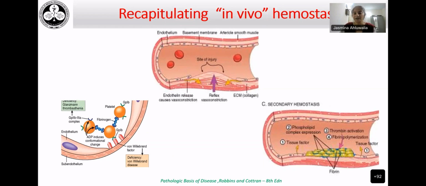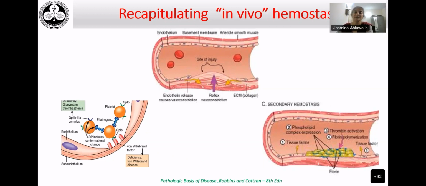If you look at the panel on the right side, as soon as there's an injury, tissue factor is exposed on the endothelial surface. This tissue factor now triggers off the process of getting the other coagulation proteins to fix on to this platelet surface. All this is a very nicely, tightly regulated process so that the clotting mechanism is maximally activated at the site of injury and does not become a diffuse process.